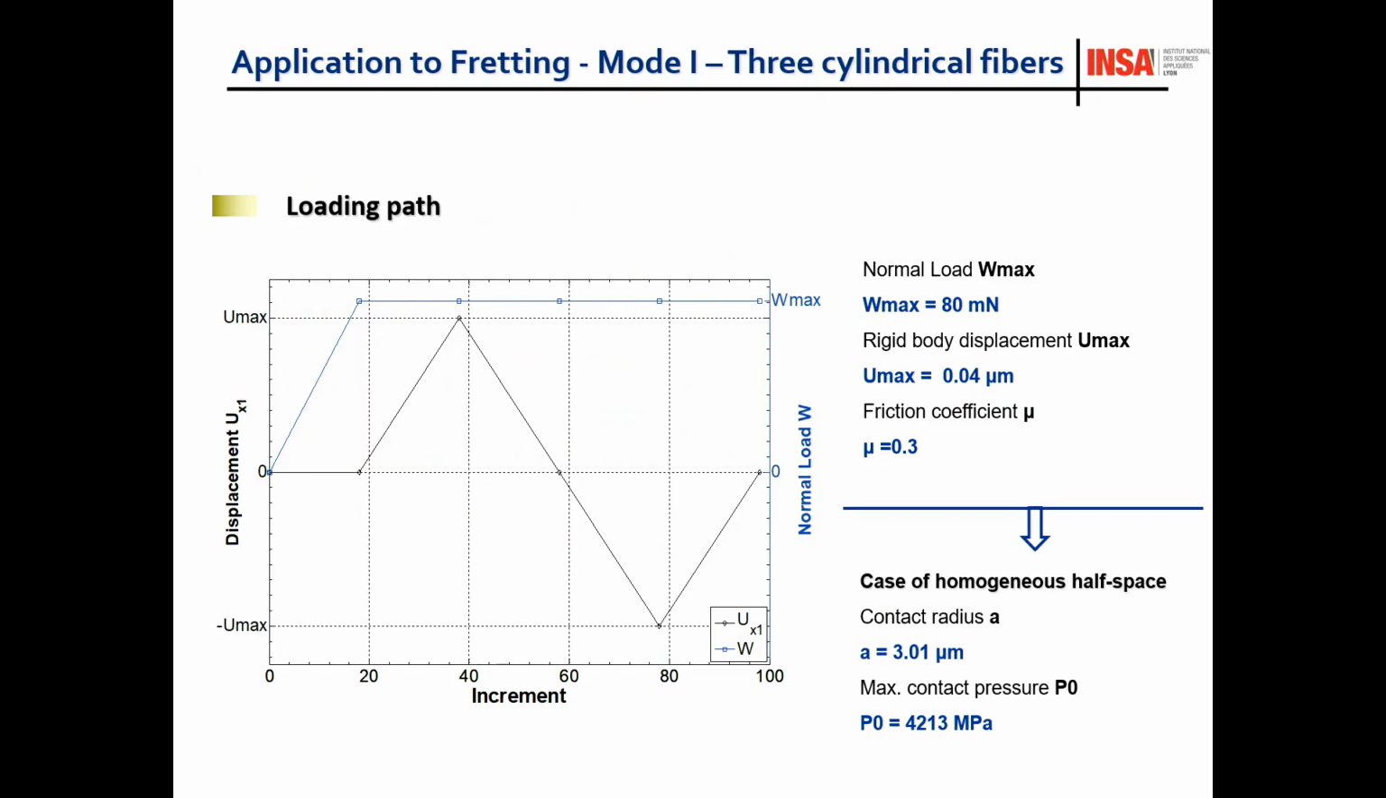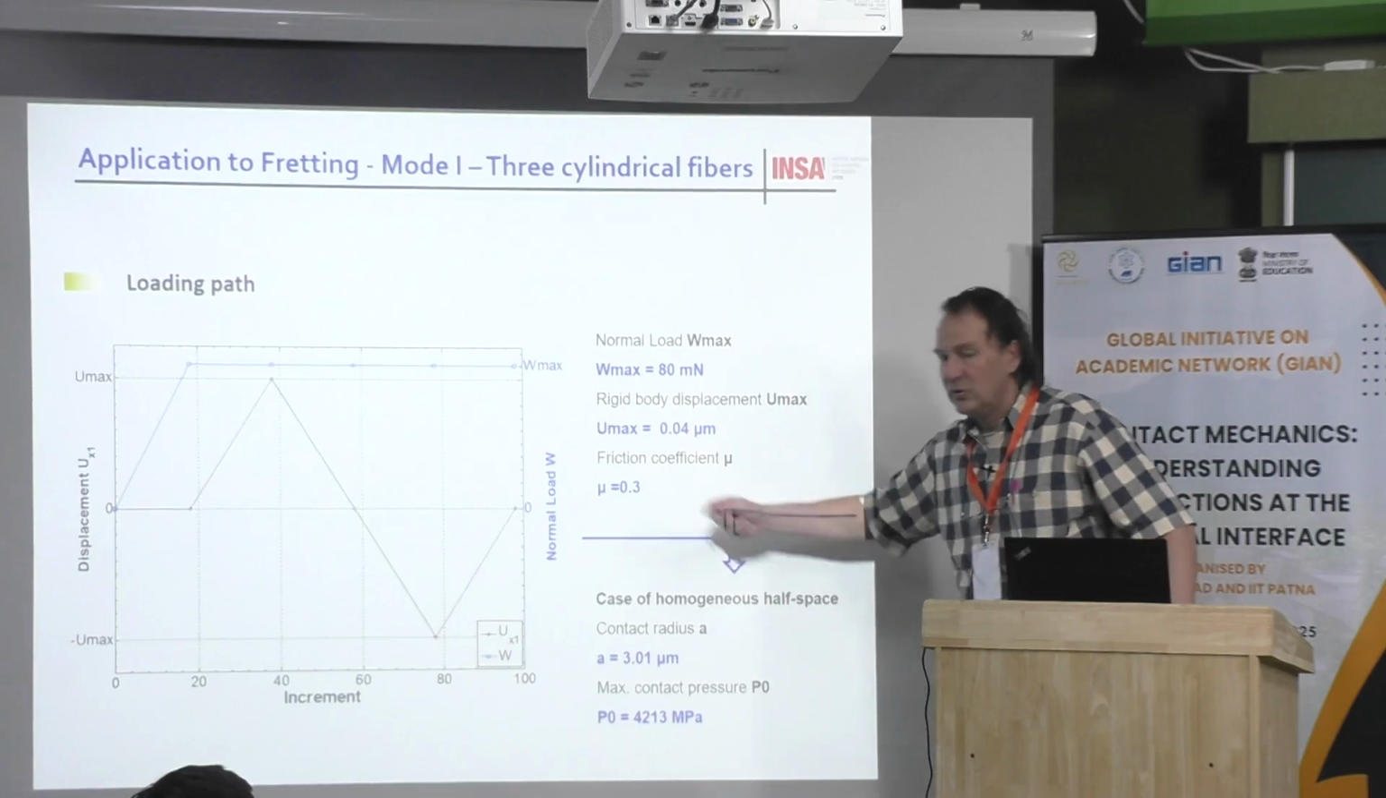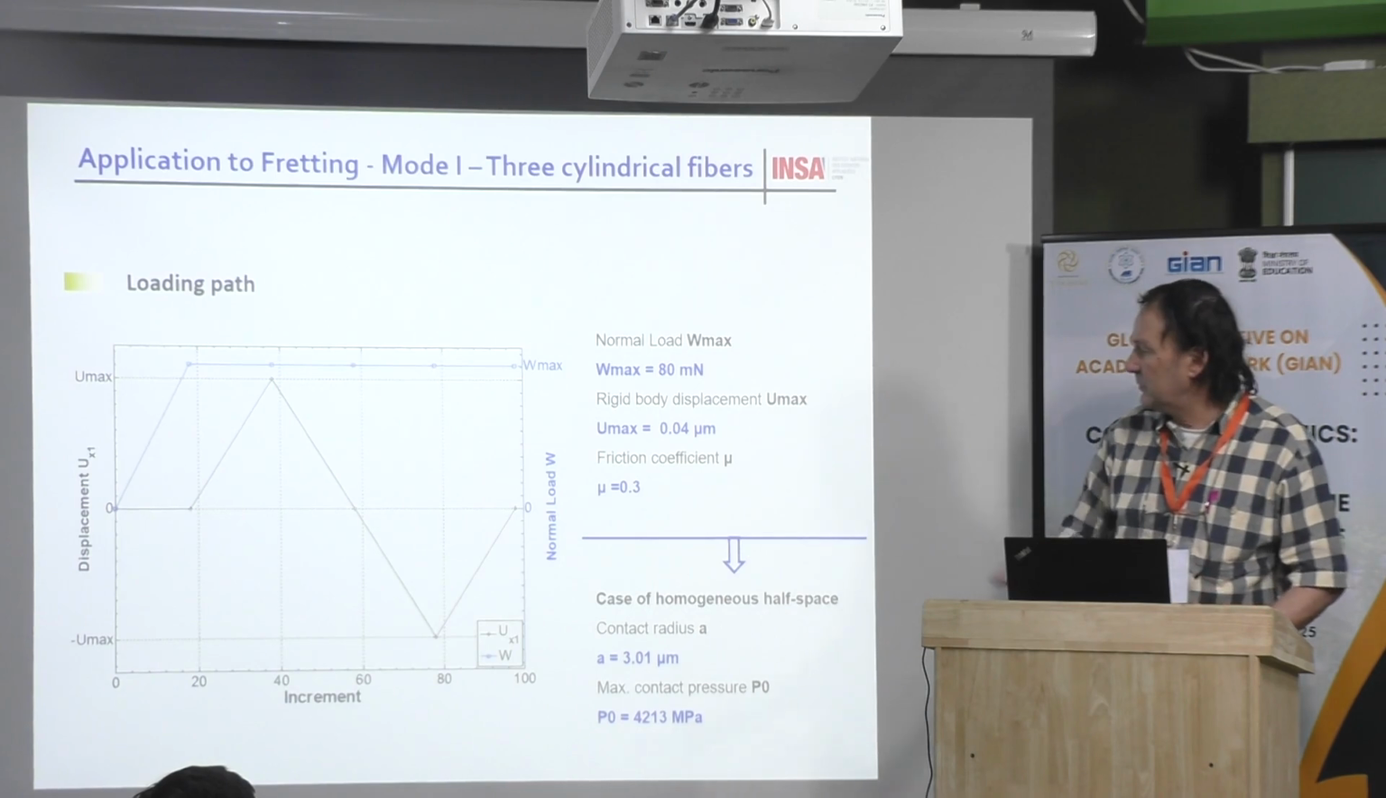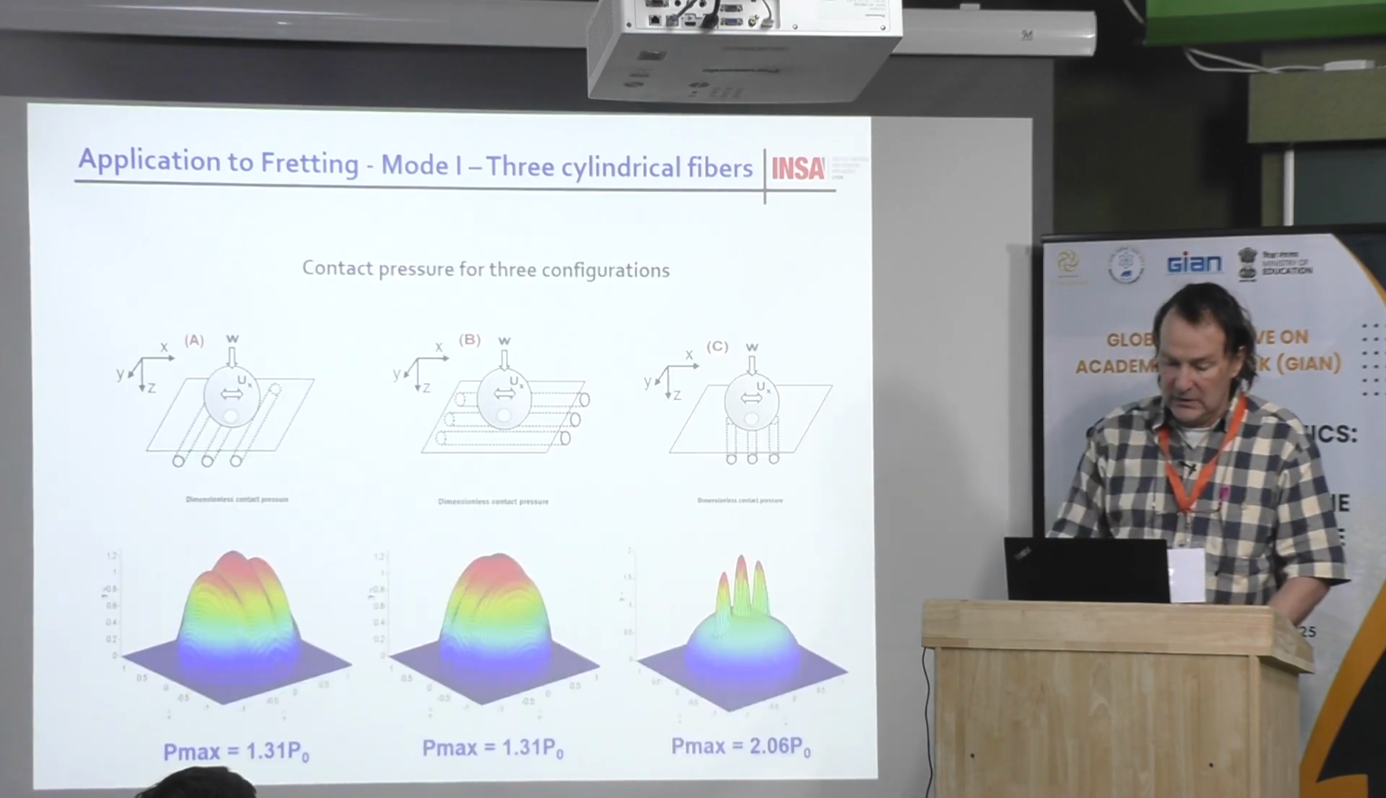Okay, then this is the type of loading we will have. First, we apply a normal load, and then we maintain the normal load. And then, when we have the maximum normal load, we will have a tangential load or displacement in one side and going back to the original position, a back and forward movement, like that, only one. Okay, these are the parameters, but not important. What is important here is the friction coefficient, because the stress will be linked to the friction coefficient.